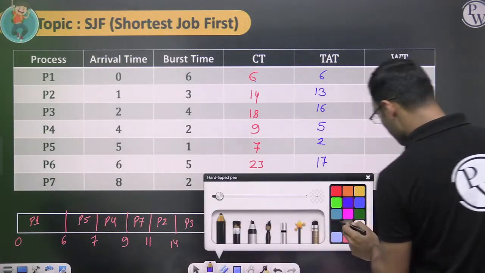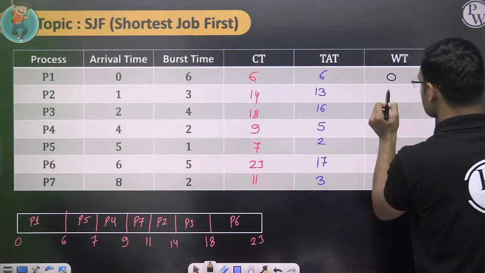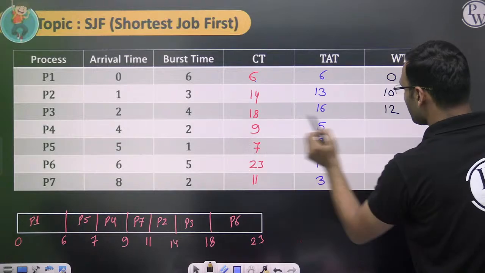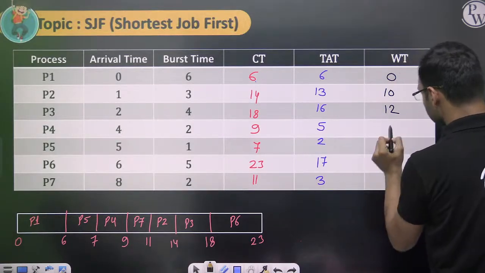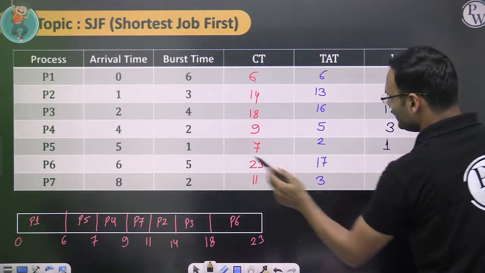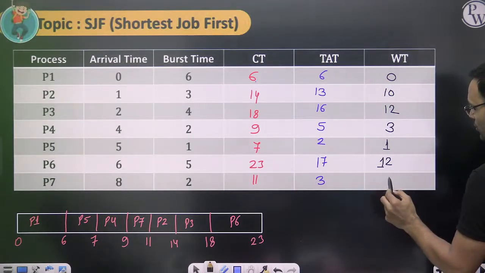Waiting time is turnaround time minus burst time. 6 minus 6, 0. 13 minus 3, 10. 16 minus 4, 12. 5 minus 2, 3. 2 minus 1 is 1. 17 minus 5 is 12. And 3 minus 2 is 1.